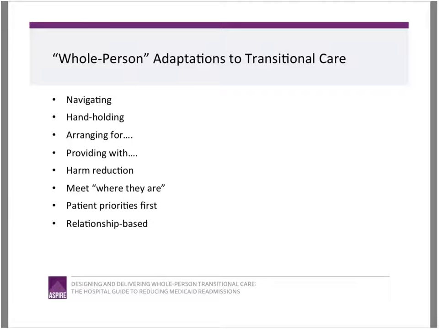So a few whole person adaptations to transitional care would be the following types of adaptations. To provide active health services navigation of the healthcare system, of the social services sector, navigation of sequencing and executing personal care tasks as well. Hand-holding, actually helping people do something, filling out forms, even driving people or accompanying people to visits, appointments, agencies, sitting with them and encouraging them.